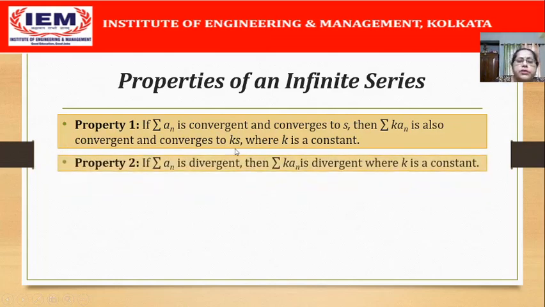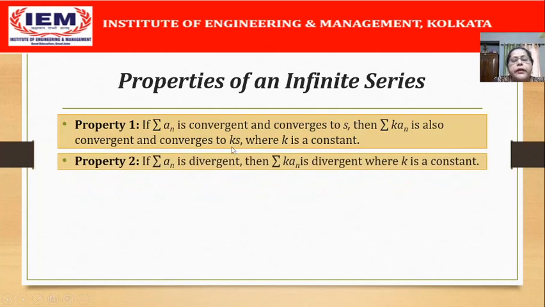Property number 2: if sigma a_n is divergent, then sigma k a_n is also divergent, where k is a constant. So if your series was divergent and having an infinite sum, and you multiply the terms of the series by k, it will of course still be divergent.